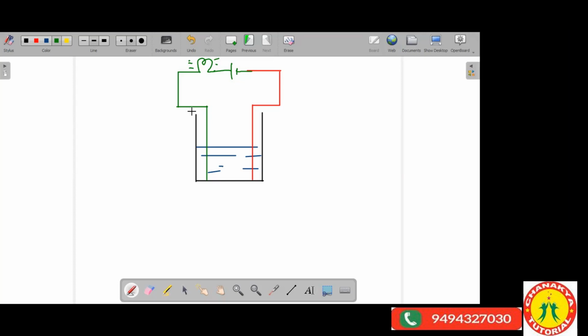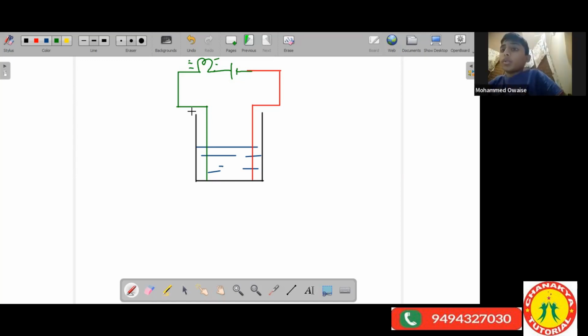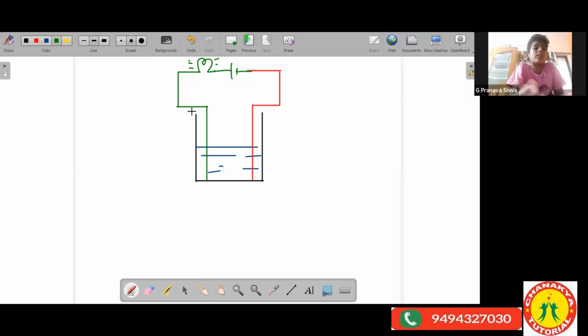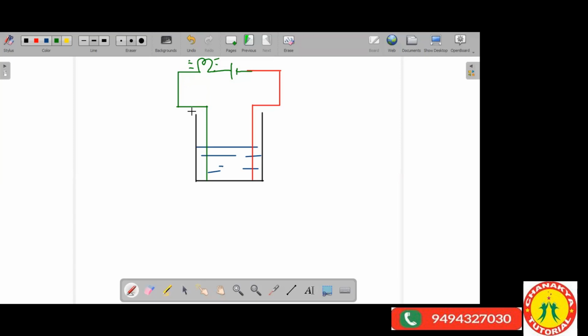First, the energy will convert into electrical energy and pass through the tungsten of the bulb, sir. Yes, and then? Then it gets heated, sir. But it will not burn because tungsten is a high melting point substance. Okay, very good answer. Everyone should give such an answer.